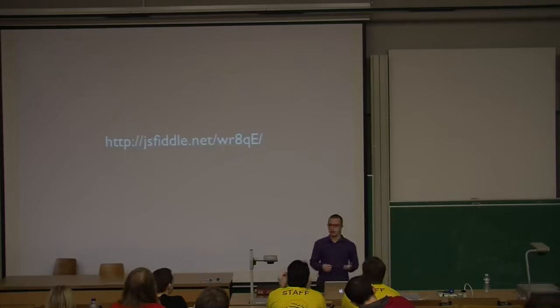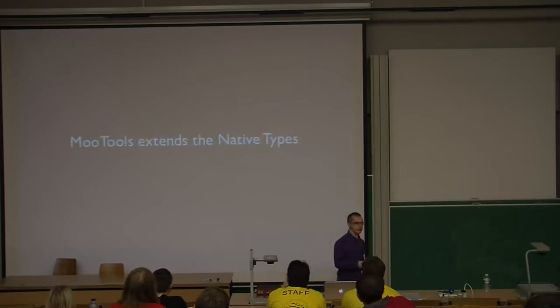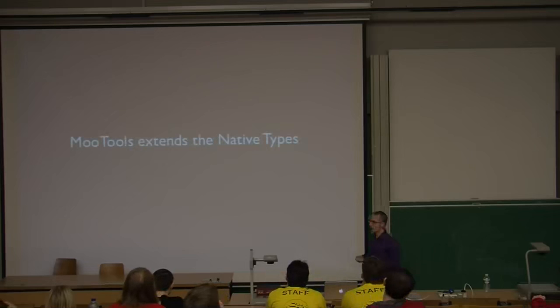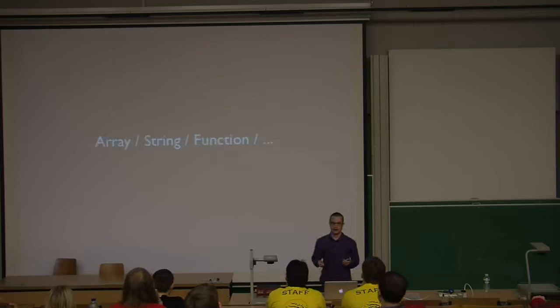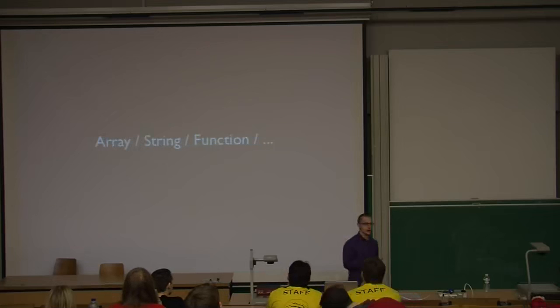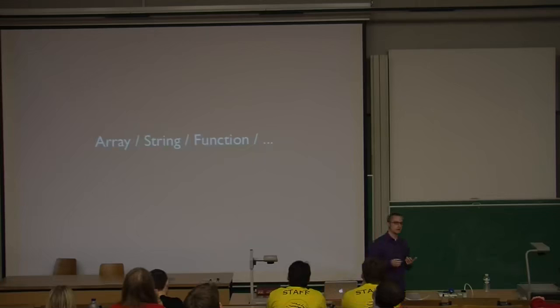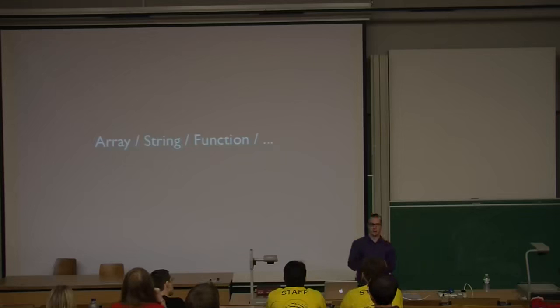So let's look at a much lower level. MooTools extends the native types. So what does that mean? JavaScript has a few common data types, like array, string, function, and a lot more than those. And JavaScript offers everyone, basically, the incredible possibility to extend those native data types. So we can add methods to every array, to every function, and that is really great. And we use that. Look at one example.